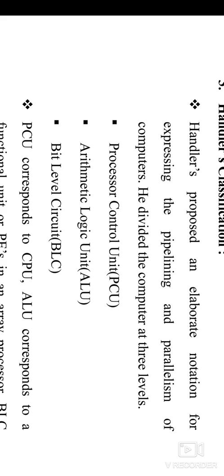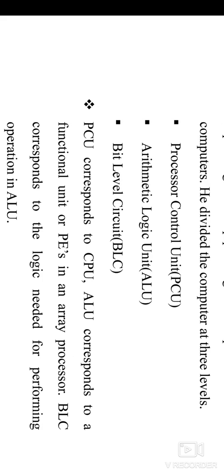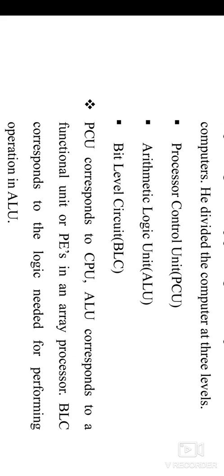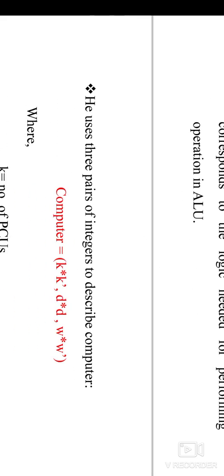Then the third one is Handler's classification. Handler proposed an elaborate notation for expressing the pipelining and parallelism of computers. He divided the computer at 3 levels: the processor control unit PCU, the arithmetic and logic unit ALU, and the bit level circuit BLC. PCU is nothing but our CPU. ALU corresponds to a functional unit or processing element in an array processor. BLC corresponds to the logic needed for performing the operation in an ALU.